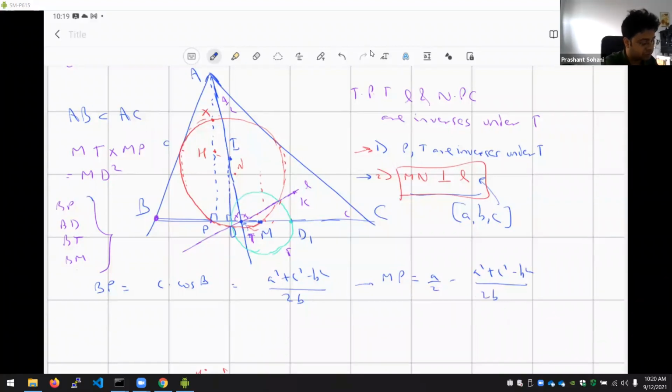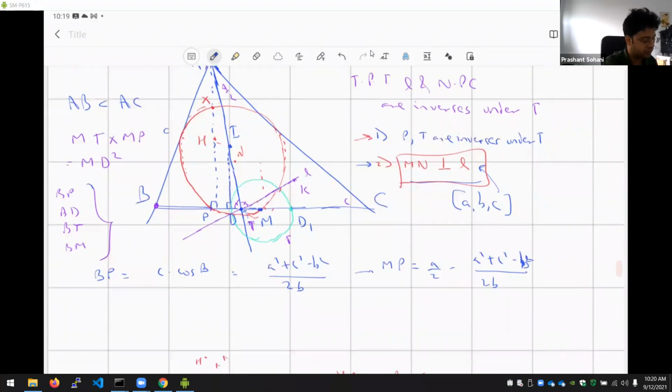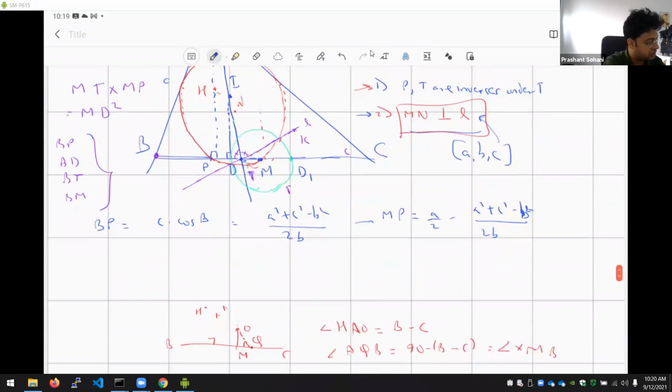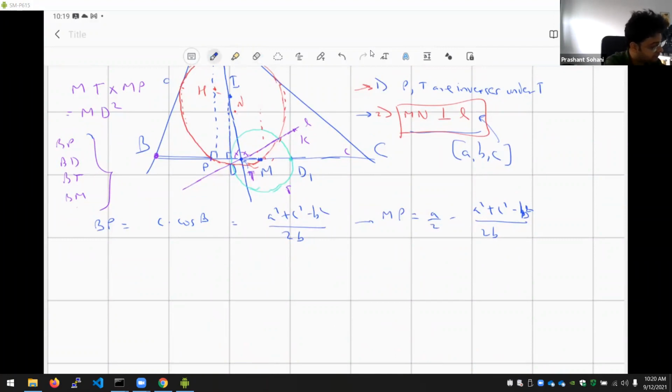Okay, and we can simplify this further. We will do that soon, but I just want to write down the basic expressions first before we do any simplification. So this is BP. Then what about BD? BD is the distance of the tangency, that is S minus B, or in another way it is (A plus C minus B) by 2.